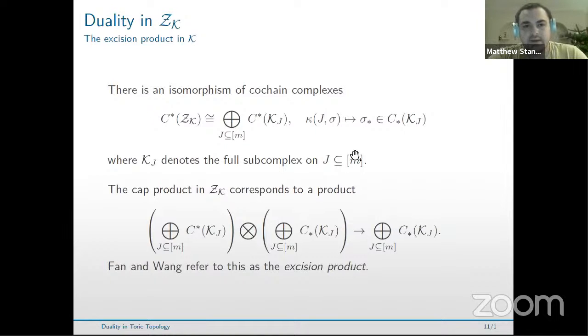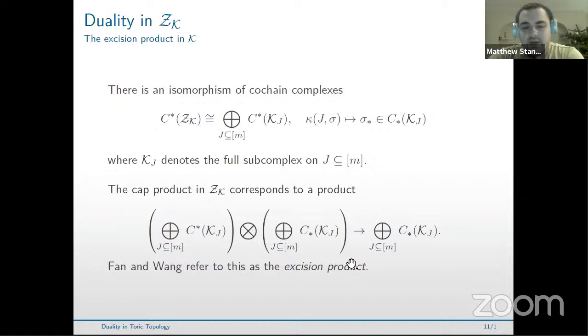Now, given this isomorphism and observing that we have this cap product which takes cochains and chains of the moment angle complex ZK and maps it to chains of the moment angle complex ZK, we have actually obtained via this isomorphism a product between the cochains and chains of these full subcomplexes of the simplicial complex K. Now, Fan and Wang in a work from 2016 refer to this as the excision product. And I should point out at this point that this product is not the cap product in the simplicial complex K. It's not the same thing.